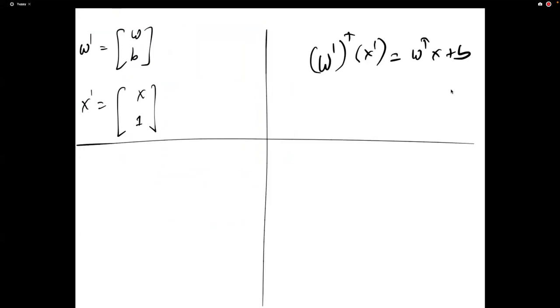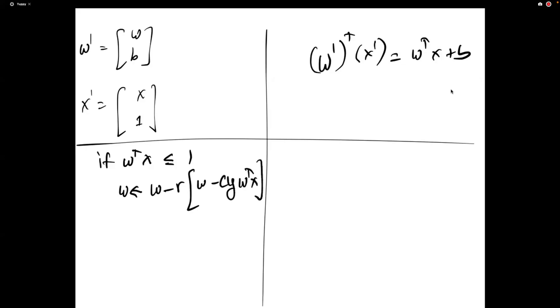If you unfold those two things, what we saw in class was: if y times W transpose X is less than or equal to 1, then W becomes W minus some learning rate, I'm just calling it R, times W. Oh, not plus, it's a minus here. Something like this. Did I get this wrong? No, there's not a W here. Which is W times 1 minus R plus R C Y X. And then there's the else here.